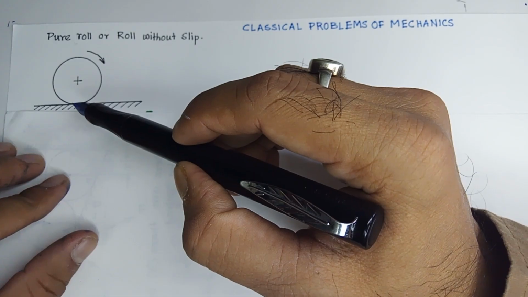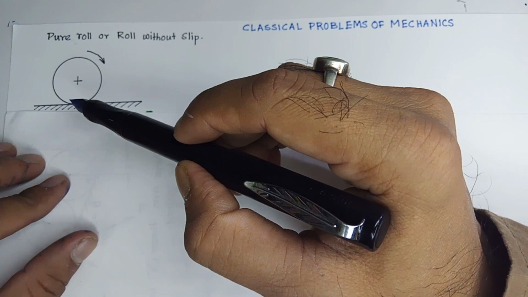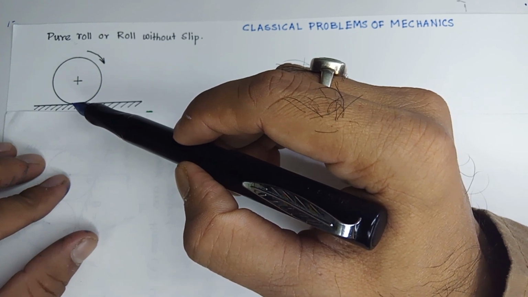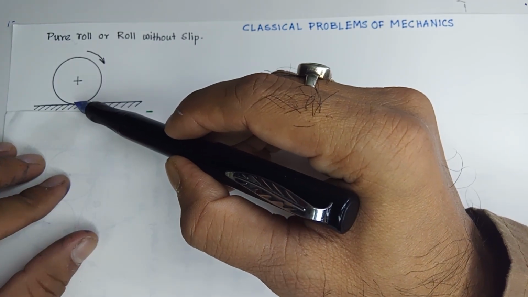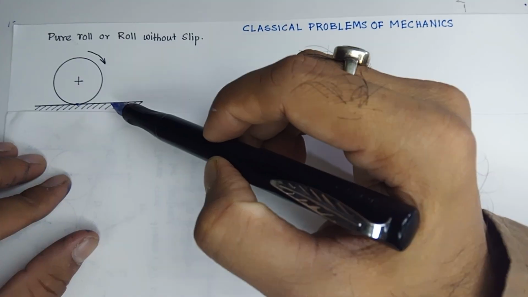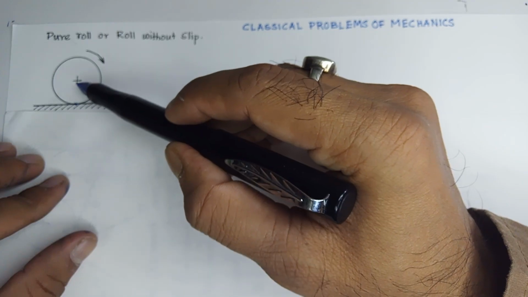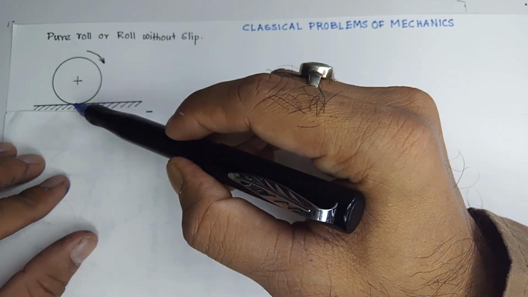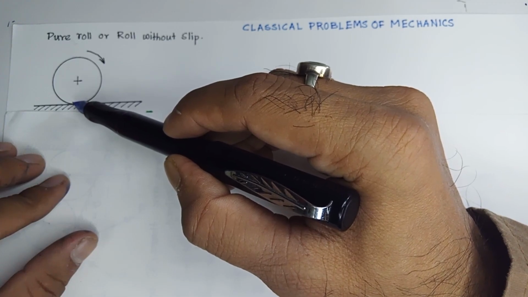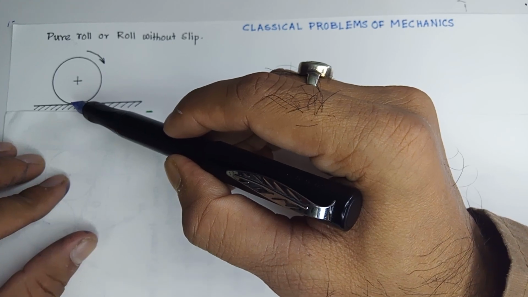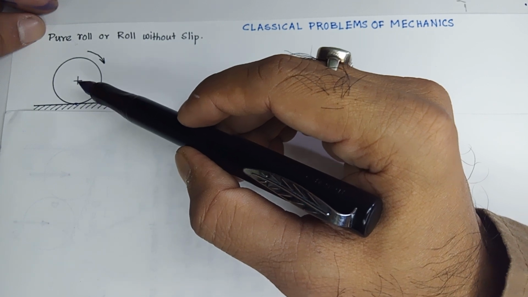That means it requires that there should be enough friction so that the roller or the disc will not slip at this point. So at this point of contact, the velocity of the roller will be the same as the velocity of the plane. If the plane is static, then the velocity of the disc at this point will be zero. That is called the instantaneous center of zero velocity in kinematics. So this is the classical problem of pure roll, or roll without slip.